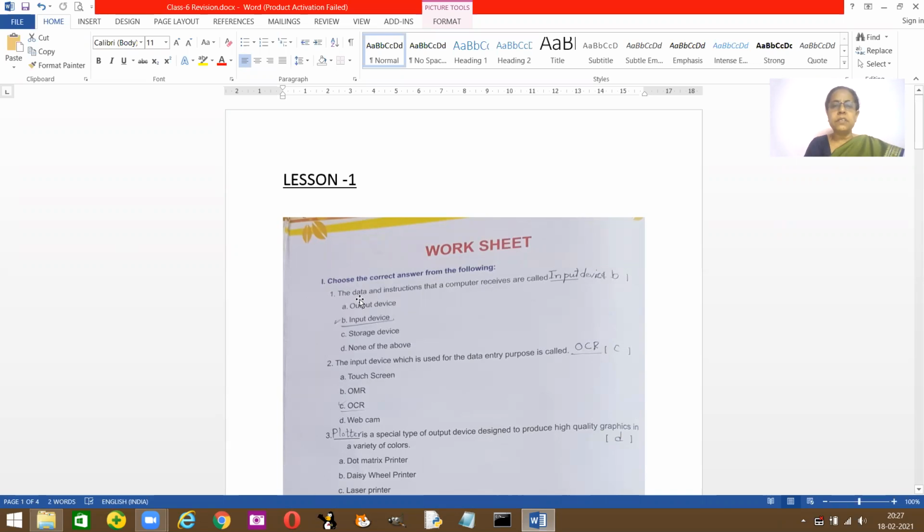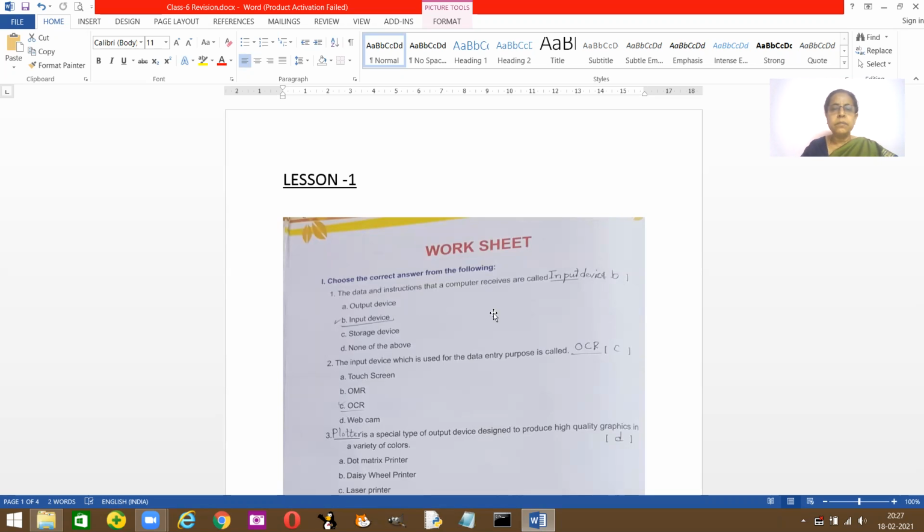The data and instructions that a computer receives is called as dash. Whatever data is received by the computer, the receiving part is the input part. The data that is received by the computer, you are only putting all the data with the help of a keyboard and a mouse.